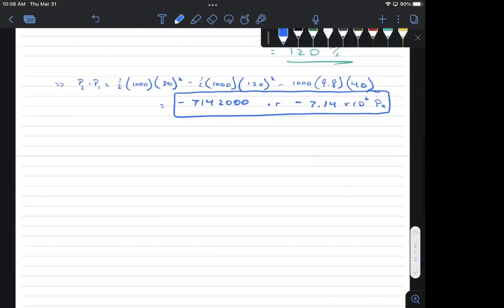I start with Bernoulli. I have all the terms sitting there, so I just plug my numbers in, making sure, of course, all the units are correct. I'm using meters everywhere. I'm using meters per second for the velocity, all that kind of stuff. Plug my numbers in and I get an answer. So any questions on Bernoulli's principle?